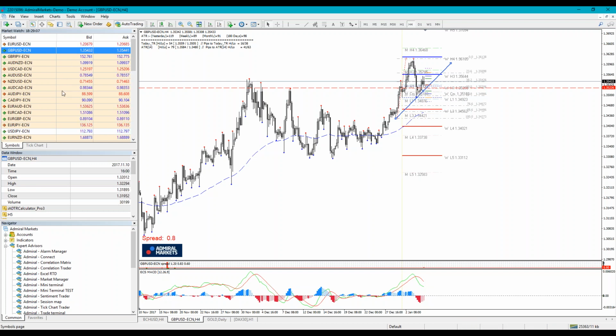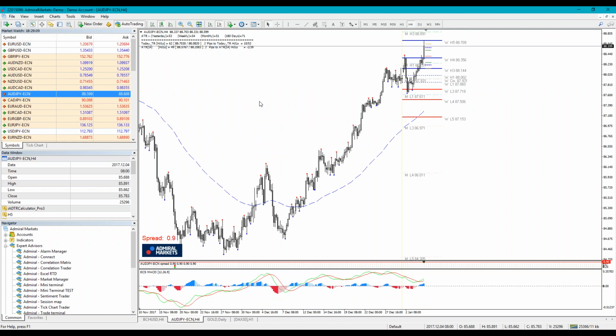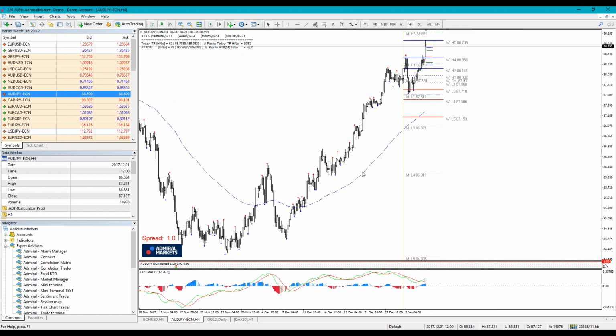Let's pick, for example, random, Australian dollar yen. Similar things. This is a V-shaped reversal. Huge uptrend. You can always place ascending trend lines, multiple trend lines within the same chart. Then you have a nice retracement.